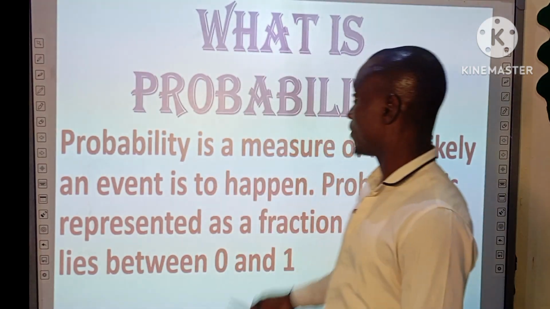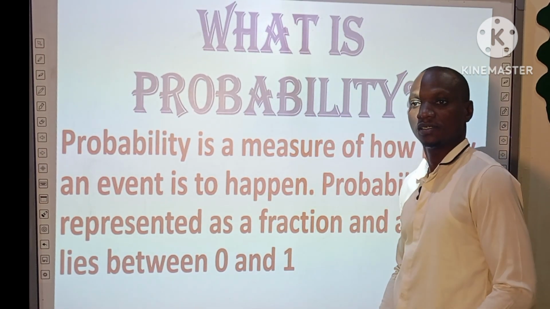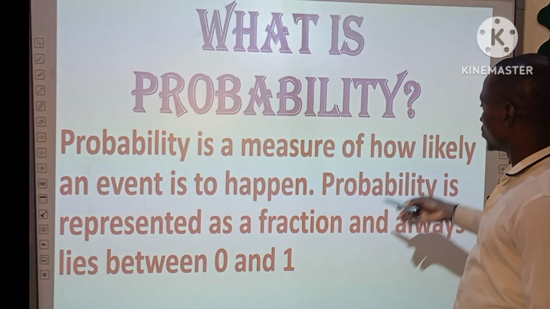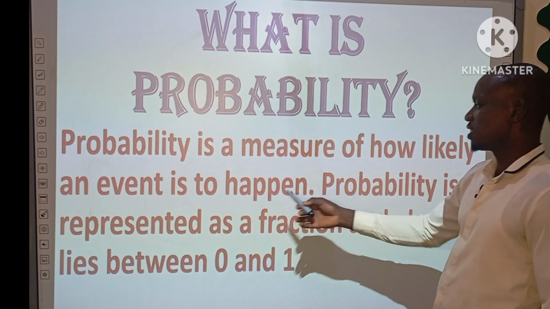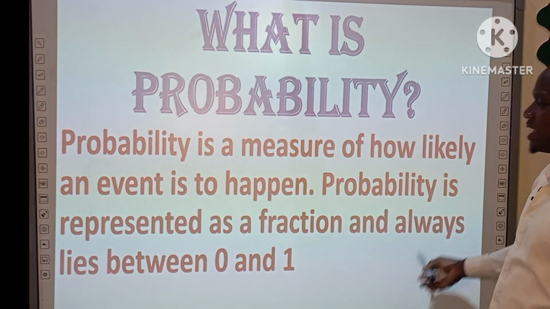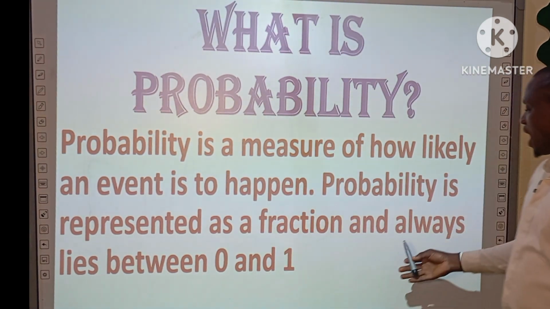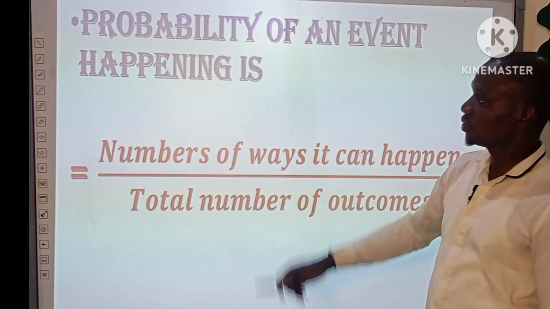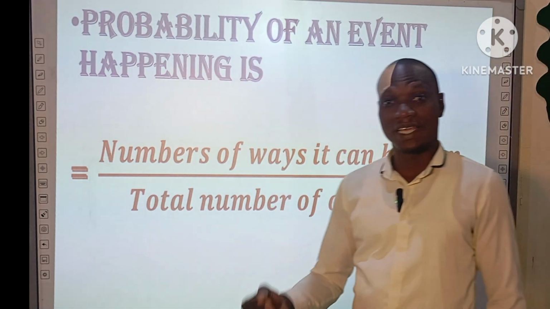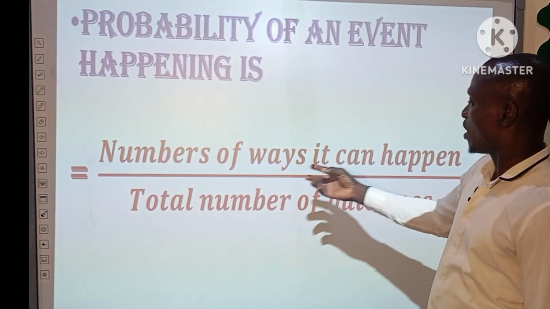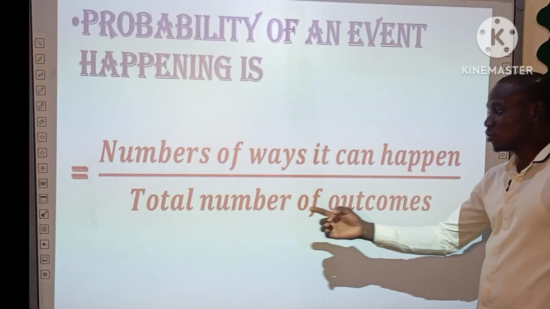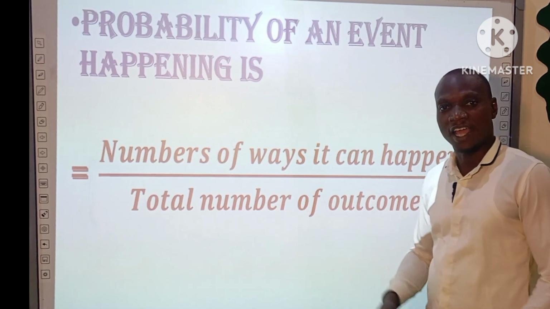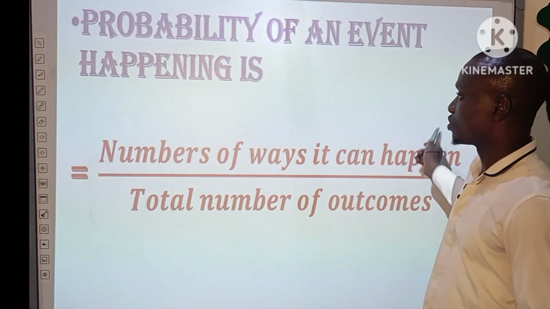In today's class, we shall be exploring the topic probability. What is probability? Probability is a measure of how likely an event is to happen. Probability is represented as a fraction and always lies between 0 and 1. Probability of an event happening is simply the number of ways it can happen over the total number of outcomes. Let's go further to explain this concept using examples.